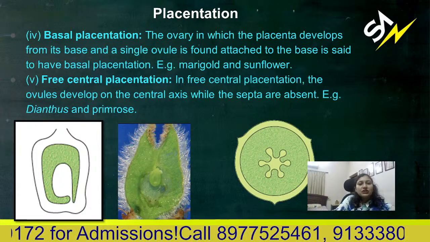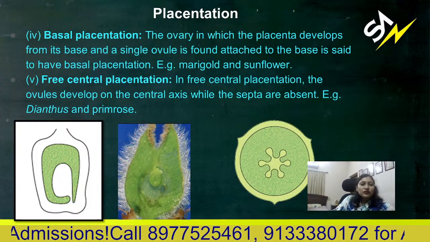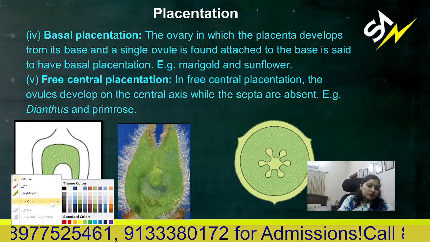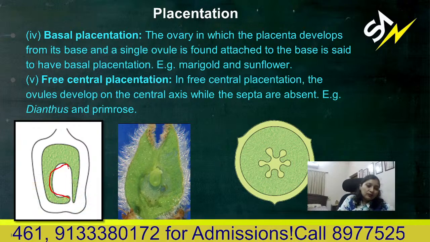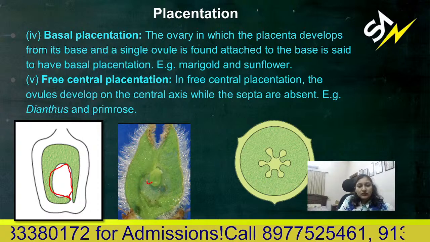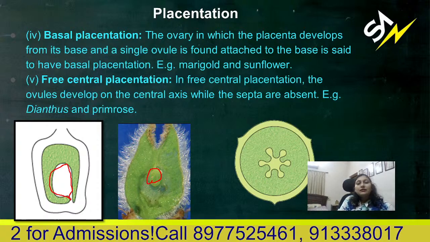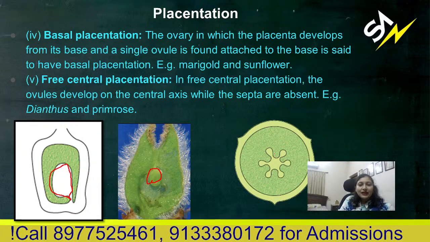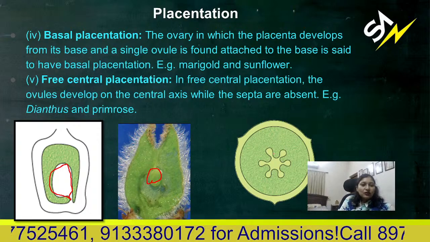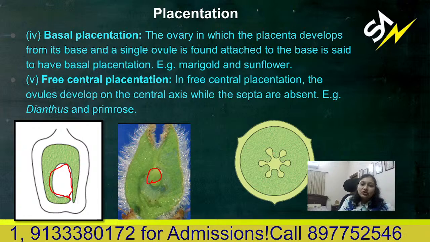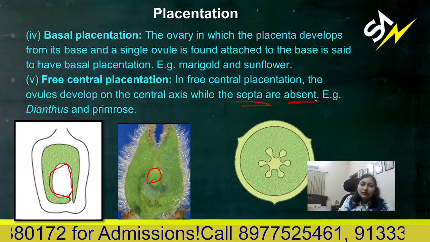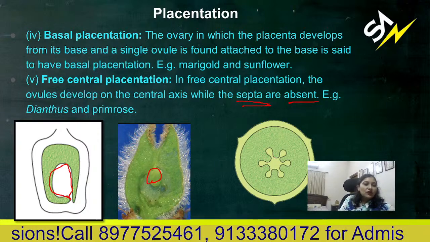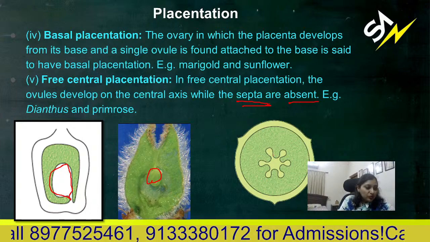Then basal placentation, the ovary in which the placenta develops from the base, and a single ovule is found attached to the base. This is your ovule. Then free central placentation. There is no division like in case of axial. So ovules develop on the central axis while septa are absent here. Septum is not there. So they are freely available at the central axis, like in case of dianthus and primrose.